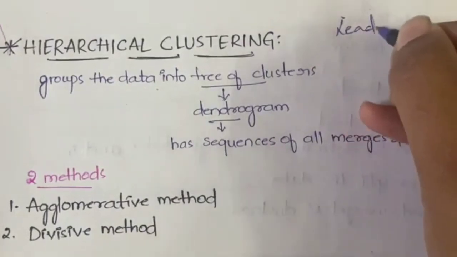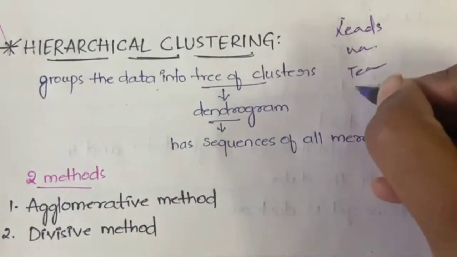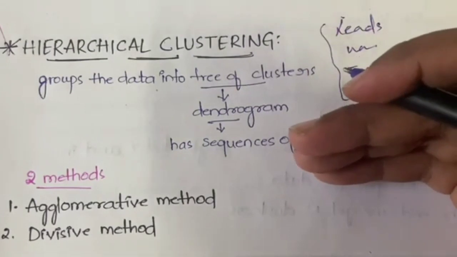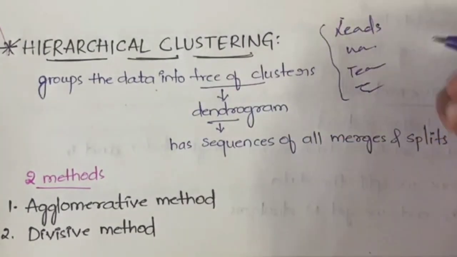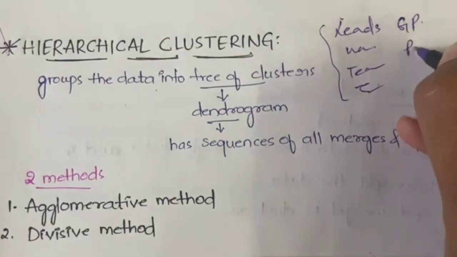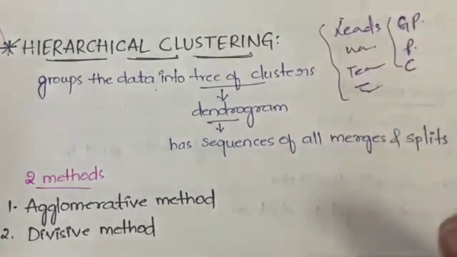We have an example here. We have a leader, a manager, team leader, and employee. So this is what we call a cluster. In the leader we have a grandparent, in the manager we have a parent, and in the team leader we have a child. That's what we call a cluster.